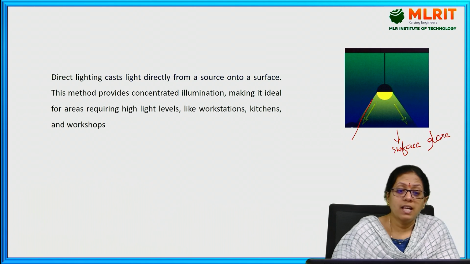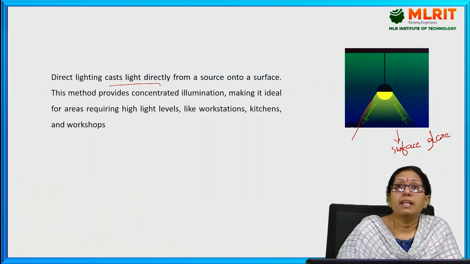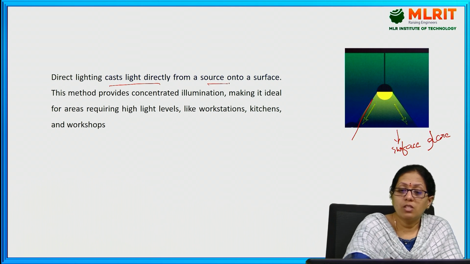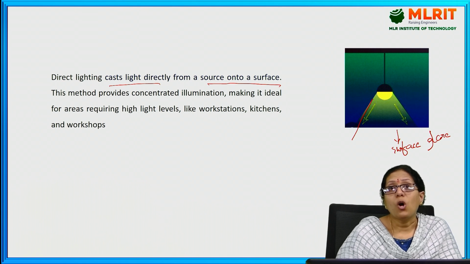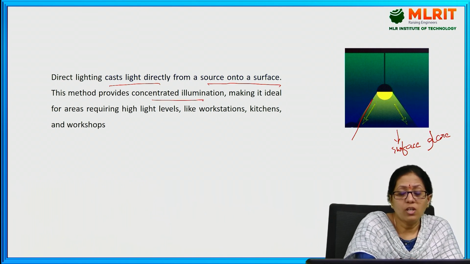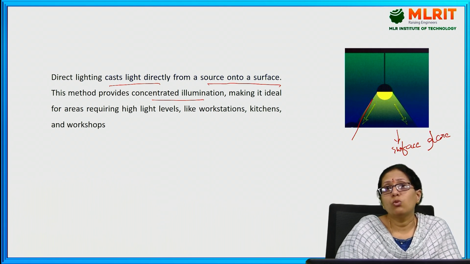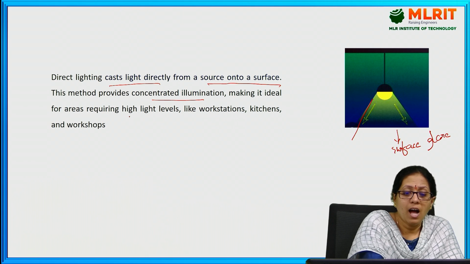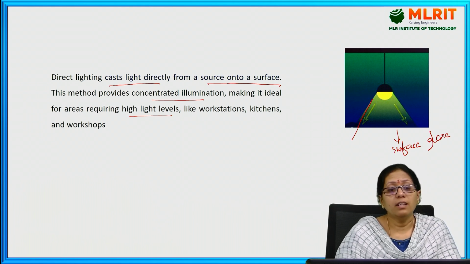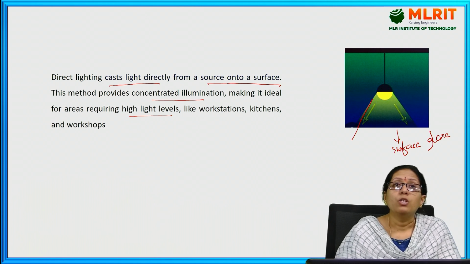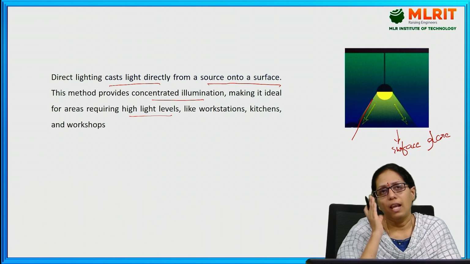Direct lighting casts light directly from the source onto the surface. This method provides concentrated illumination, making it ideal for areas requiring high light levels. Means if in a room the lighting level should be more, so in that particular room we will be using the direct lighting, mostly the study rooms for study purpose. In classrooms, in study rooms, in offices, we will be using this direct lighting.